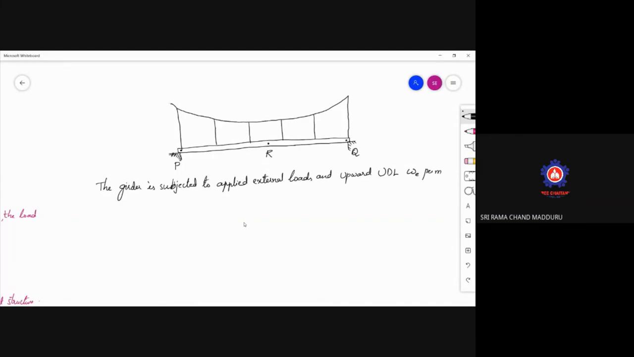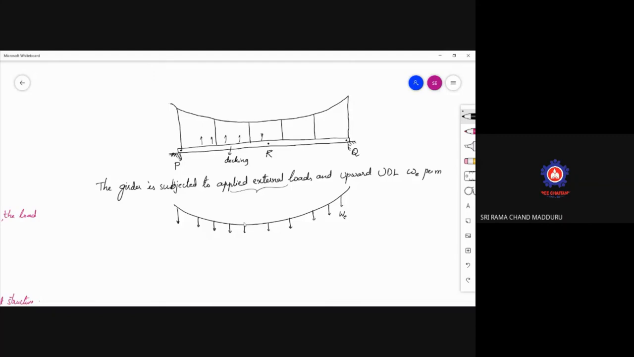Up to now you have analyzed your cable, and the tension force in the cable that you have seen. Now this is decking. If you observe, this is your cable, which is subjected to a UDL of W_E per meter length. This entire UDL will be resisted by this decking only. That's why we have written that the girder is subjected to applied external loads. External loads are due to movement of the vehicles, and the upward UDL W_E per meter length.